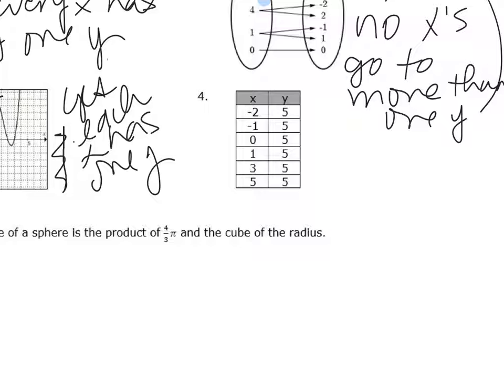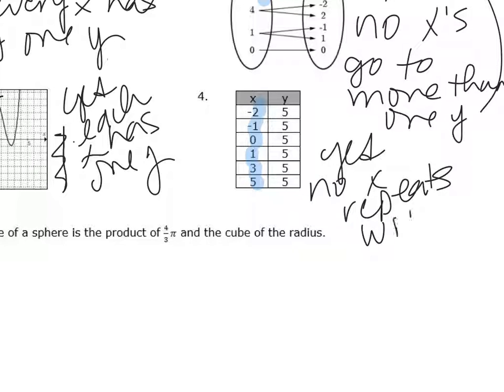Okay, number 4, I'm going to look at my x values again. 2, negative 1, 0, 1, 3, 5. Those are all different. So that means no x repeats with a different y. So this is yes.